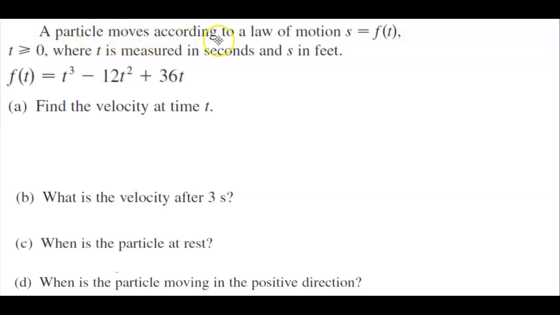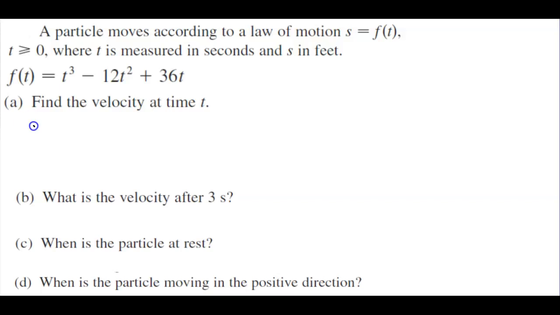A particle moves according to a law of motion, s is equal to f of t, where t is greater than or equal to 0, where t is measured in seconds and s is in feet. The function that we have, f of t, is equal to t cubed minus 12t squared plus 36t. What we want to do is find the velocity at time t. So this function represents the position function, and we want to find out what the velocity is.